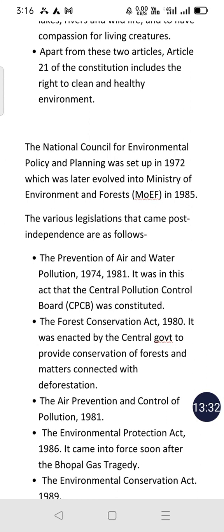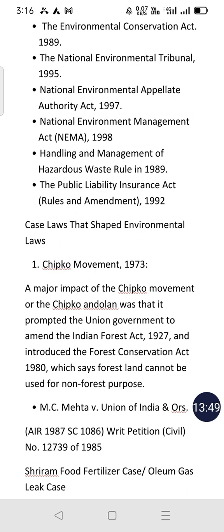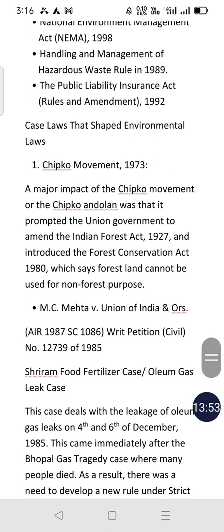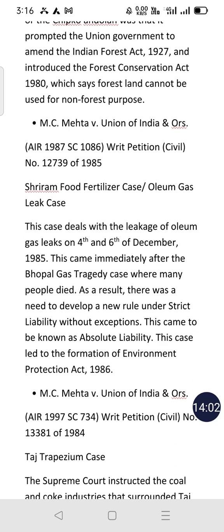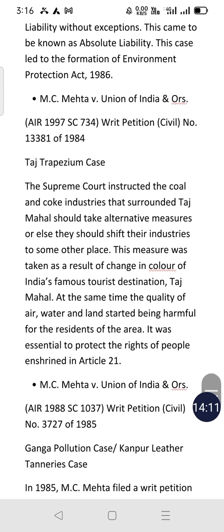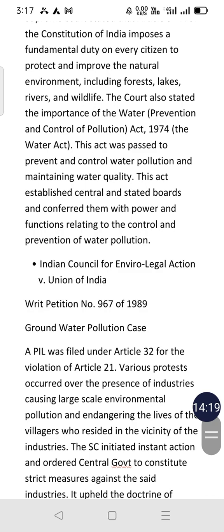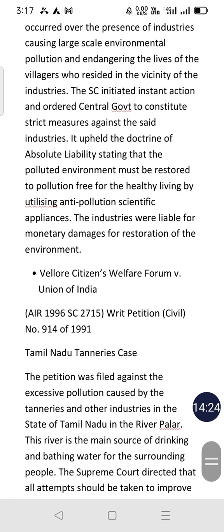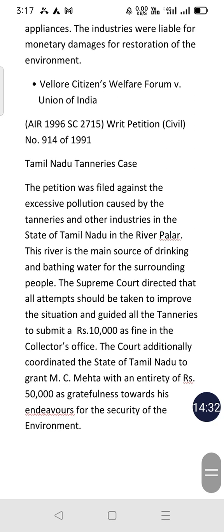A National Council for Environmental Policy and Planning was set up in 1972, which later evolved into the Ministry of Environment and Forests in 1985. Case laws that shaped environmental laws: the Chipko movement, which started in 1973; M.C. Mehta v. Union of India; the Shriram Food and Fertilizer case; the Oleum gas leak case; the Taj Trapezium case; the Ganga pollution case; the Kanpur leather tanneries case; the groundwater pollution case; the Tamil Nadu tanneries case. These are all the cases filed here.